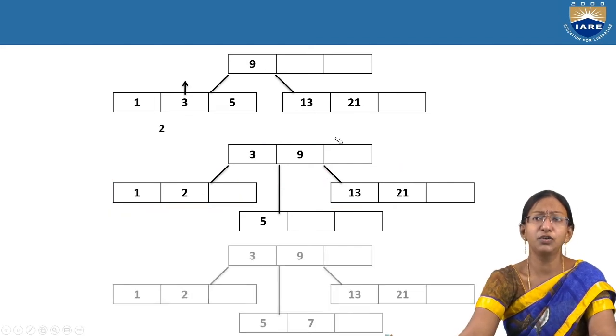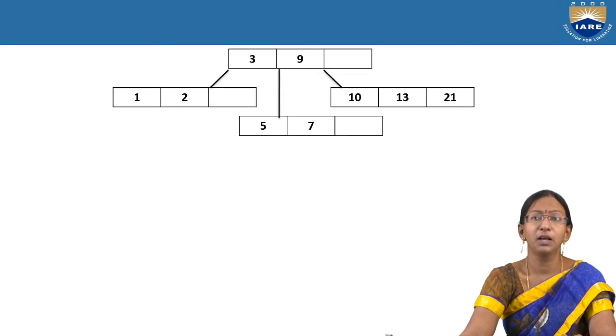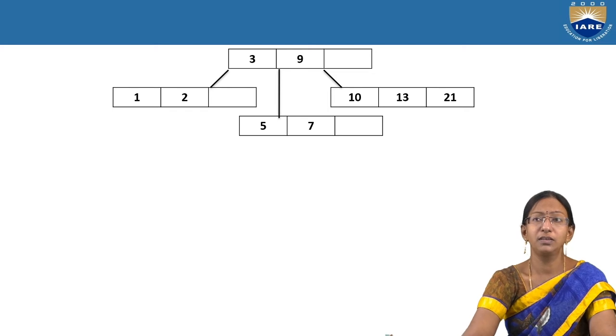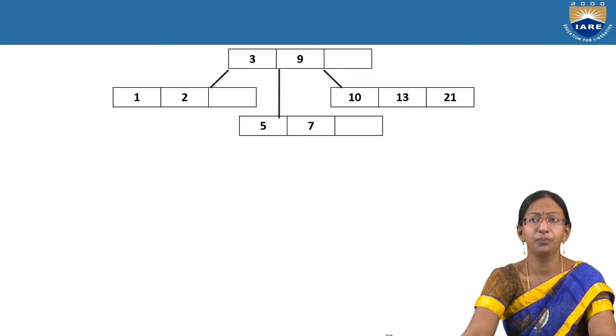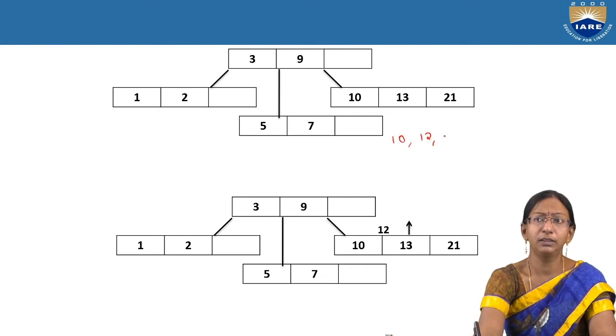Next comes insertion of 7. As there is no problem, simply insert it and place it beside 5. The node can accommodate. Next comes insertion of 10. When you try to insert 10, 13 and 21 are going to shift right and accommodate 10. Next comes insertion of 12. Have a look. 10, 12, 13 and 21 is the order.